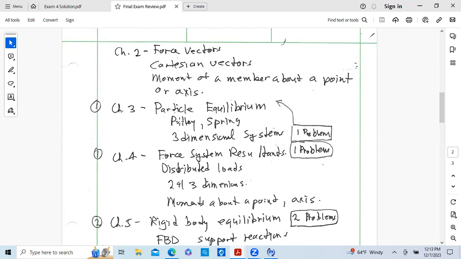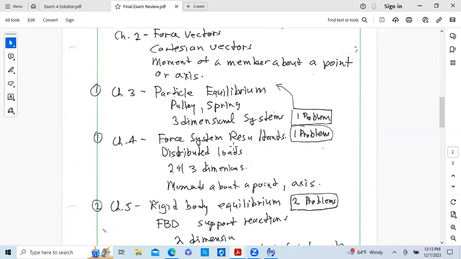Okay, so look at the types of problems that we dealt with in chapter 3. Again, probably in two-dimensional space, it's the easiest problem that we encounter. Particularly if you have pulleys and springs, you need to make sure you do your free body diagrams in there. So that'll be one problem out of chapter 3. Chapter 4, force system resultants. There'll be one problem out of chapter 4.